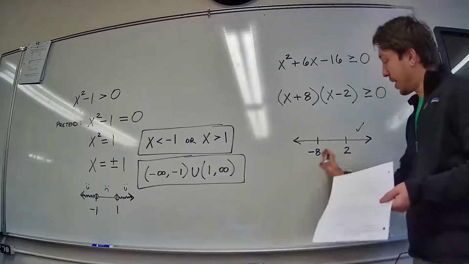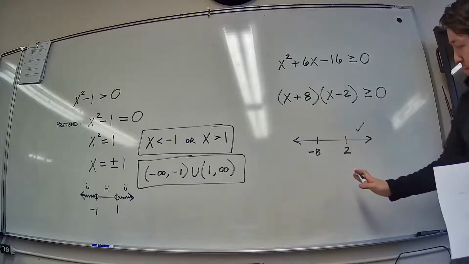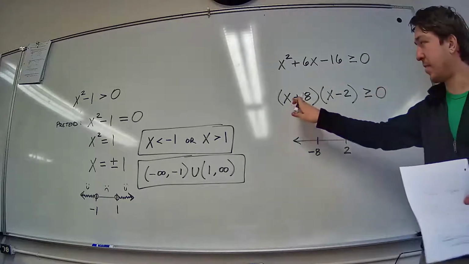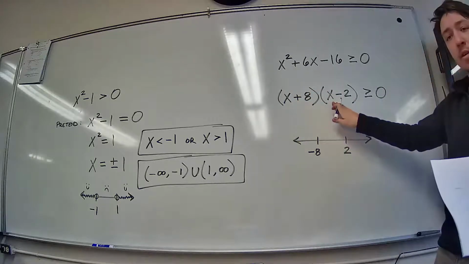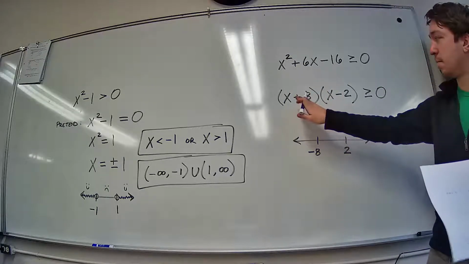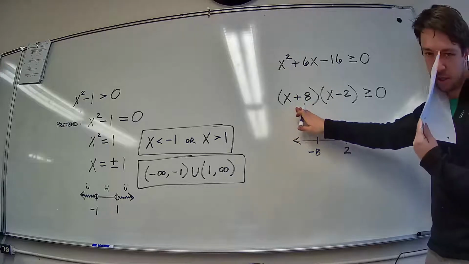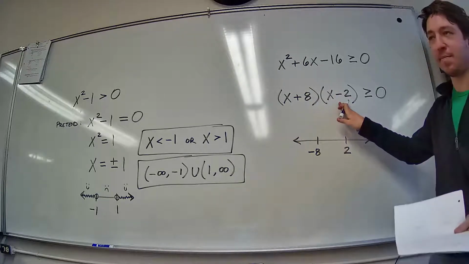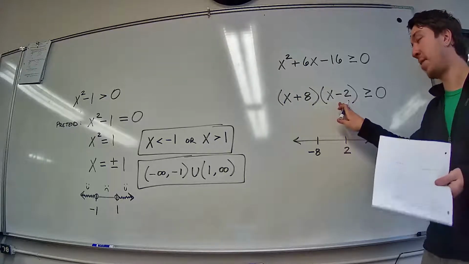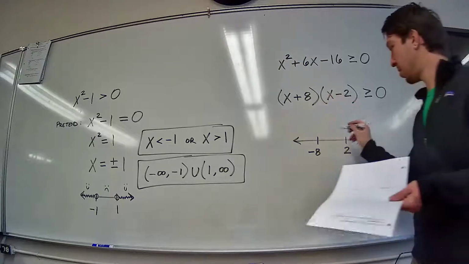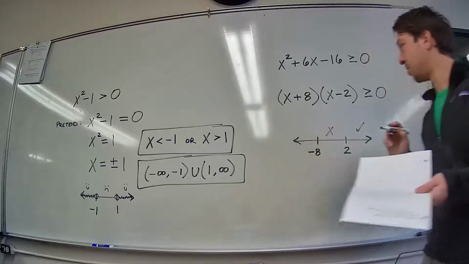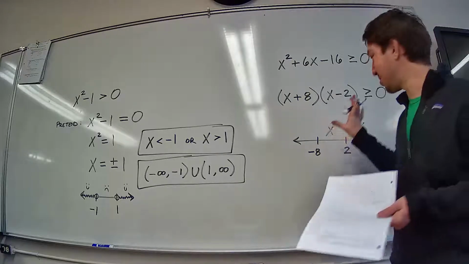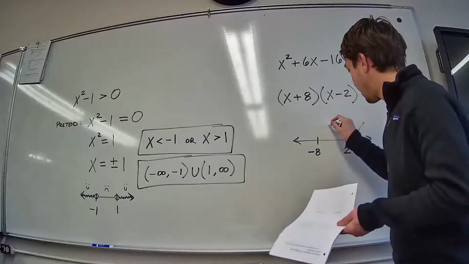Now let's pick a number that's between negative 8 and 2. Negative 2. Plug negative 2 in there and plug negative 2 in there. And what we'd have is positive 6 times negative 4. So it's negative. But again, I don't really care about the size of the numbers. I just care that it's a positive times a negative. Maybe X is the wrong symbol to use. Maybe I should use frowny.